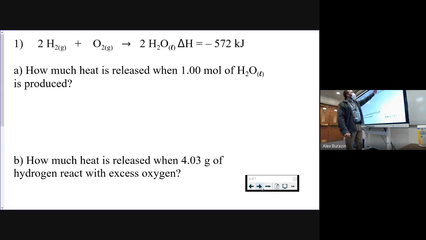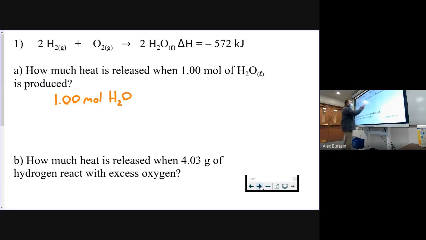So negative, that's exothermic. This reaction is releasing heat, aka energy, aka enthalpy. Okay? So how much heat is released if I make a mole? I'm making 1 mole of product. How much total heat is produced? This is just factor label. I'm going to start with what I know. I produced 1 mole of water.